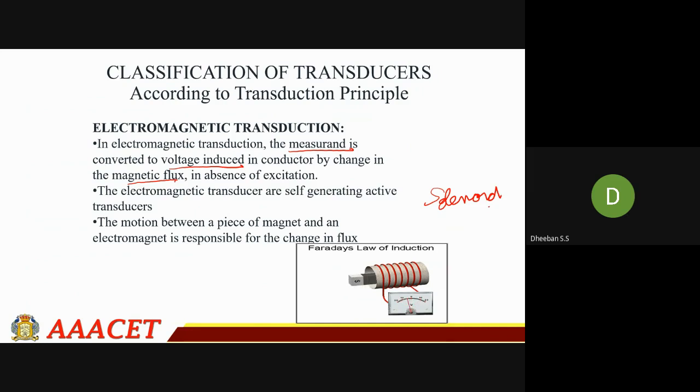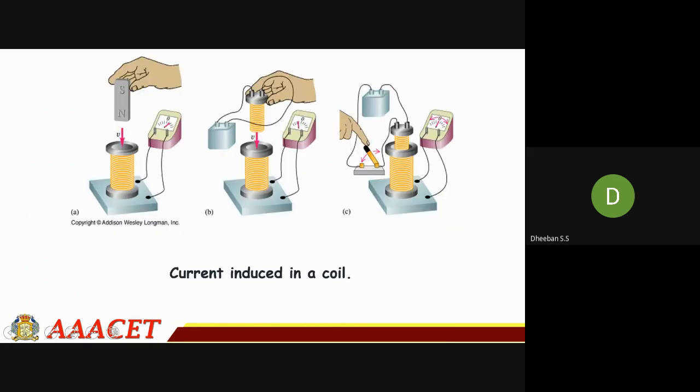Here you can see there will be a coil wound over a steel pipe. If you insert the magnet into it and take it out, there will be a voltage induced in this coil. It is more or less similar to Faraday's laws of electromagnetic induction. This is how the principle works, how the current gets induced in the coil.